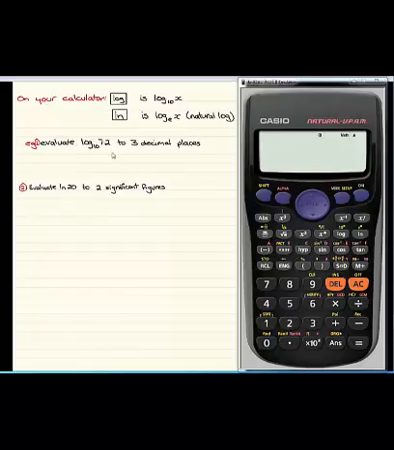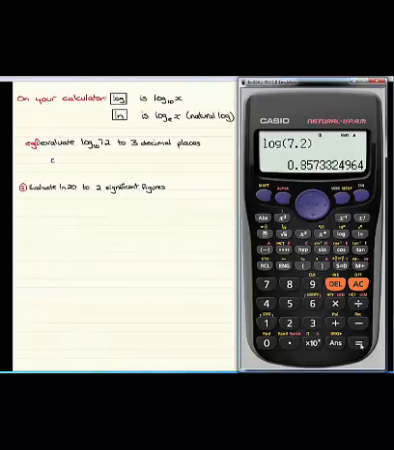Our first question asks us to evaluate log base 10 of 7.2. What this means is 10 to what power is going to equal 7.2. That's not one we can do easily. We don't have any indices rules that will allow us to simply solve that, so we use our calculator. Log, that's your base 10, so it already takes care of the 10. 7.2, equals, and there's my answer.